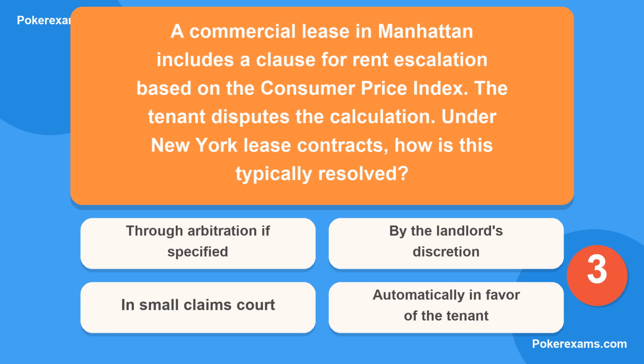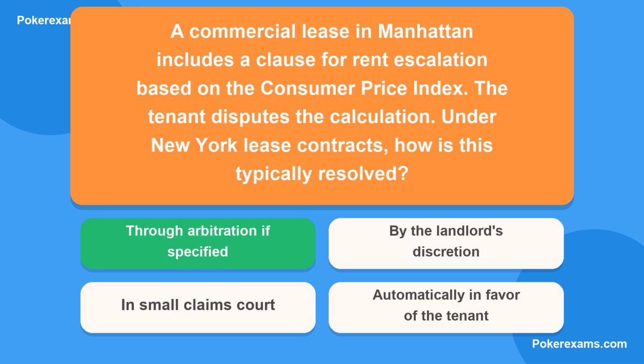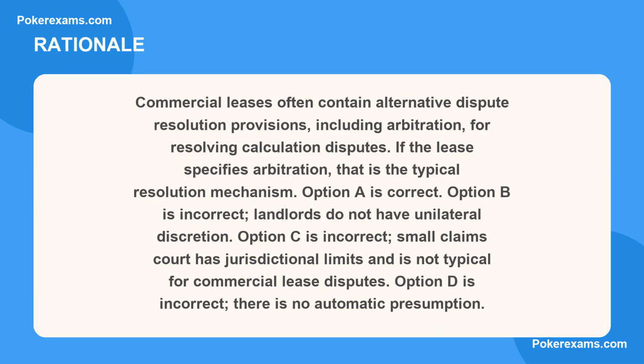The correct answer is A. Here is why. Commercial leases often contain alternative dispute resolution provisions, including arbitration, for resolving calculation disputes. If the lease specifies arbitration, that is the typical resolution mechanism. Option A is correct. Option B is incorrect. Landlords do not have unilateral discretion. Option C is incorrect. Small claims court has jurisdictional limits and is not typical for commercial lease disputes. Option D is incorrect. There is no automatic presumption.